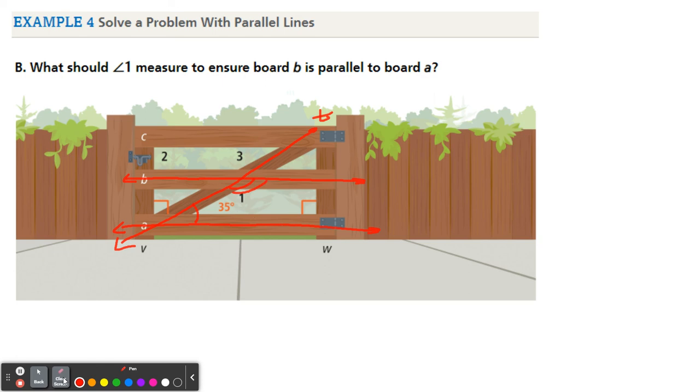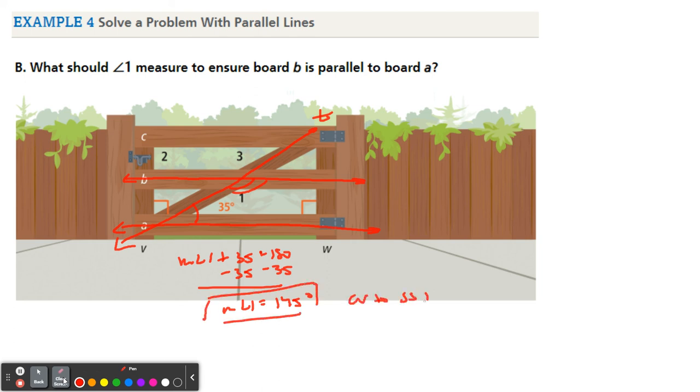These are same side interior angles. They must add up to 180. So the measure of angle 1 plus your 35 degrees must equal 180. We're going to subtract 35 from both sides. This gives us that the measure of angle 1 must be 145 degrees. And this is by the converse to the same side interior angles postulate. And there we go.